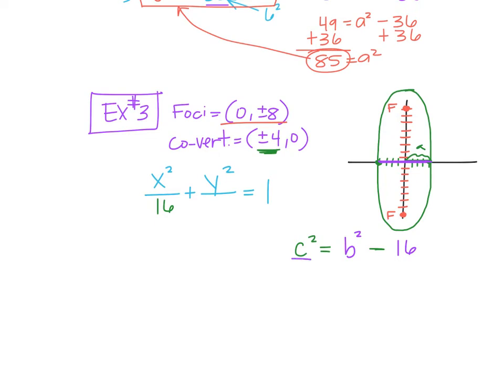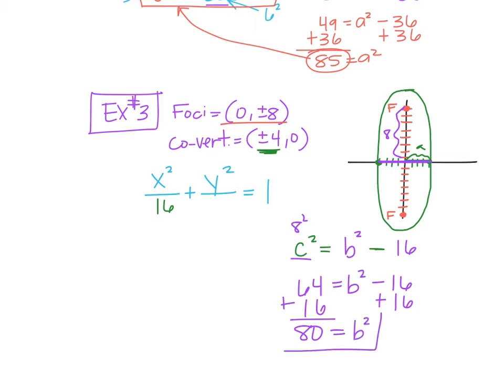And then we need to know c squared. Well, we know that our c value is always from the focus to 0, which is 8. So this is going to be 8 squared or 64. So it's going to be 64 equals b squared minus 16. So we're going to add 16. And we get 80 for our b squared. Don't square root that because we want b squared.